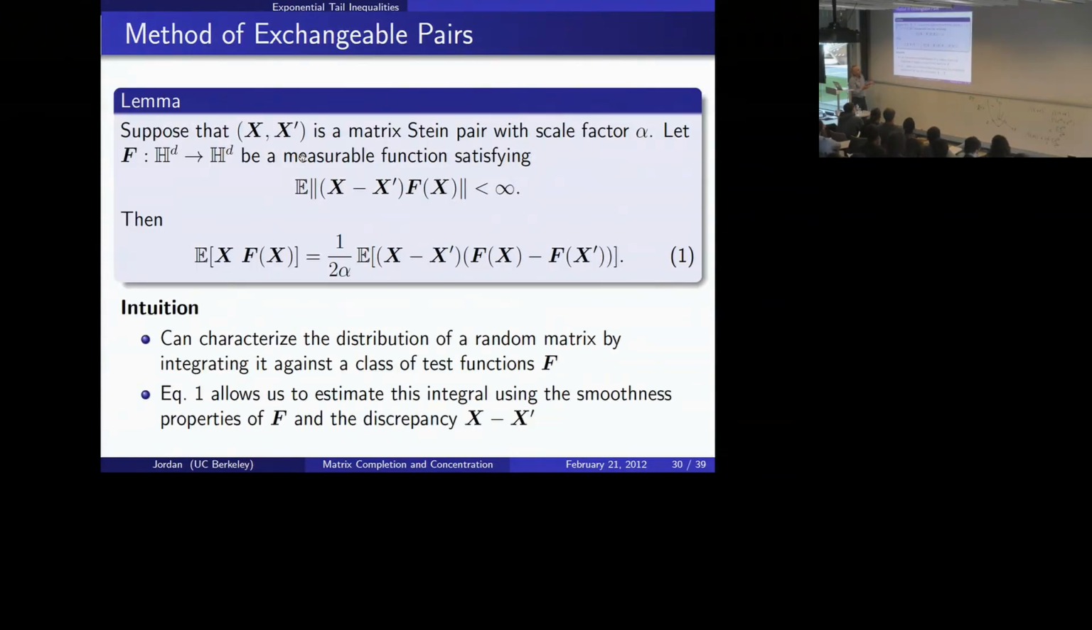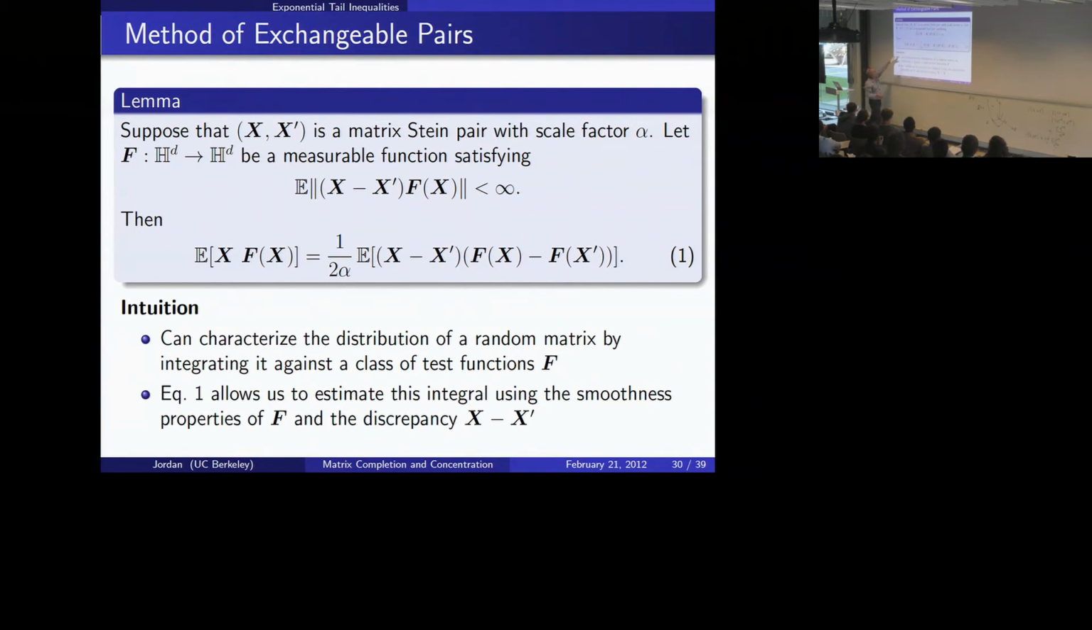All right, and the next key step is, I'm kind of running out of time, so I'm not going to be able to explain it too much, but it's very elementary, which is that suppose that x and x prime are a matrix Stein pair of the kind I defined earlier, and let's let f be some smooth function that has some kind of regularity condition. And so f for us in particular is the exponential of theta x. Just to be clear, we're taking the expectation of that times that.